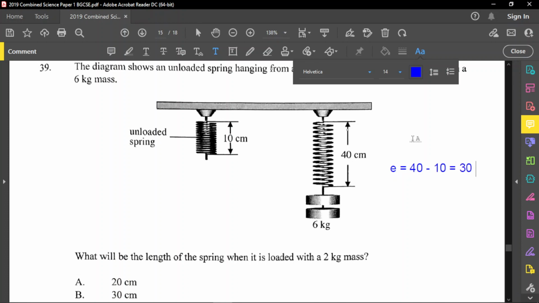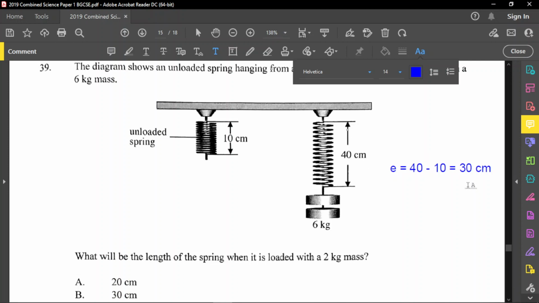So the extension caused by the 6 kilograms is actually 30 centimeters. You see that, right? Because the unstretched spring, at this stage, goes to 40, that means the real stretching is only 30 centimeters. All right, so we call it that.